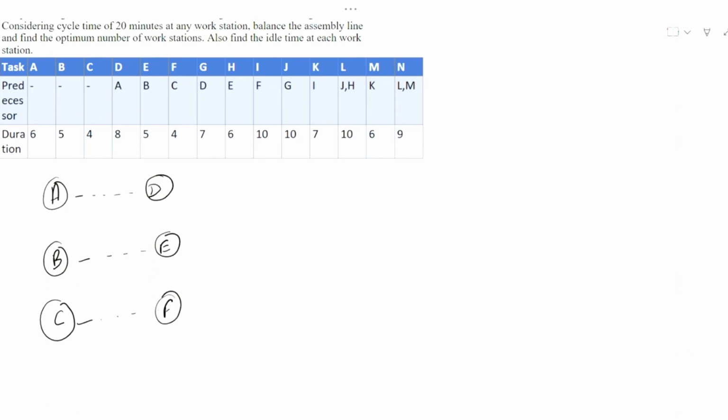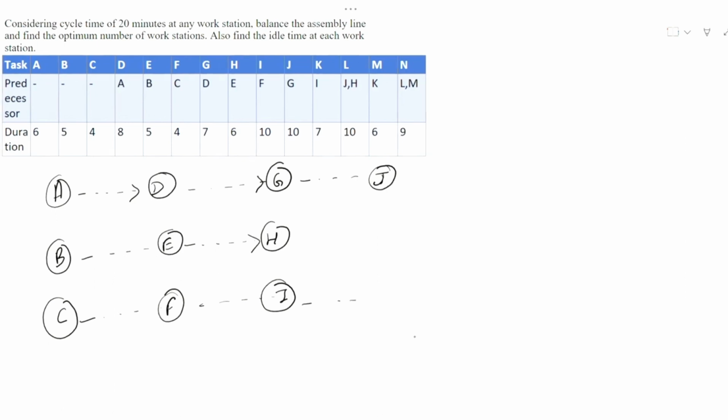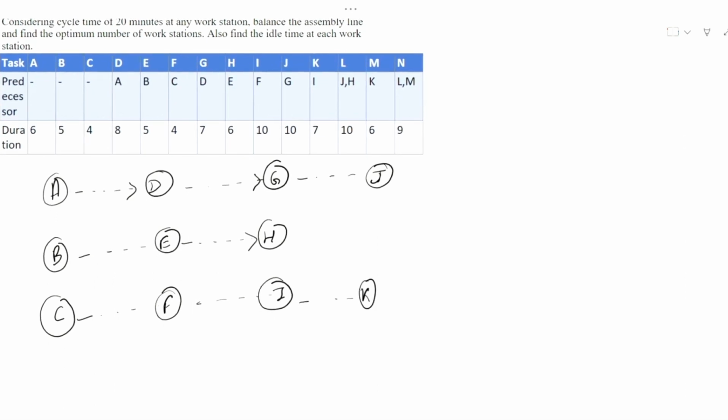Now G has D as predecessor. So this is G. And H has E and I has F. Now J has G as predecessor and K has I and L has J and H. So we will connect J and H and draw L coming from it.